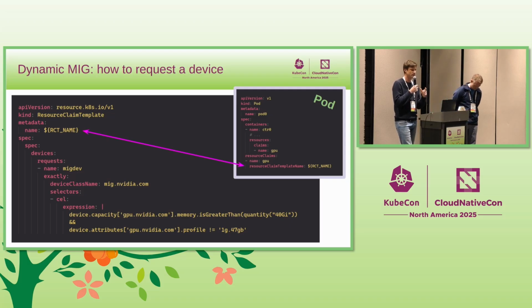In this example, I'm also showing the power of CEL expressions for not being overly specific about what device you want. In this case, I'm combining two criteria. One, I want at least 40 gigabytes of memory, but two, I do not want the 1G 47GB MIG device, because that has a lot of memory but almost no compute. So please don't give me that.